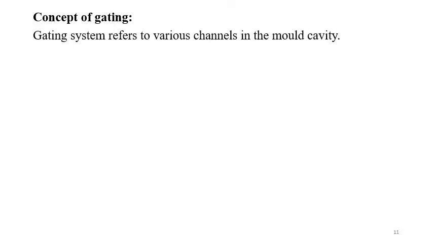So that is the core, which we have discussed. Next, we can move to the concept of the gating system. The gating system refers to the various channels in the mold cavity. Various channels means channels through which the liquid metal flows inside the mold.